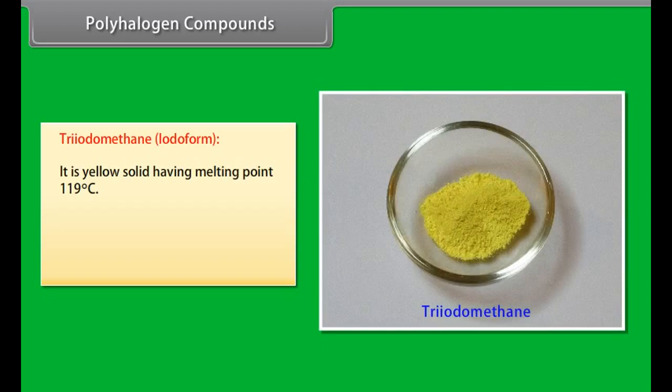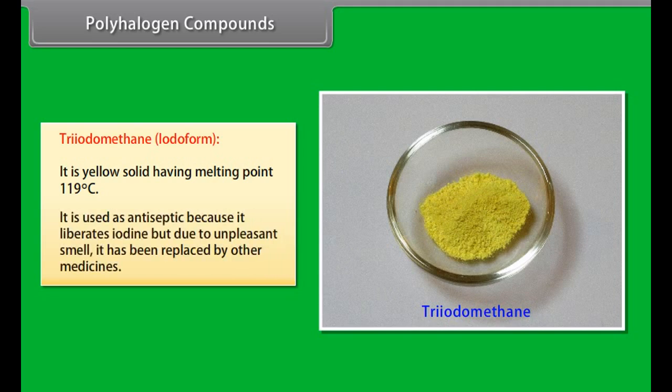It is a yellow solid having melting point 119 degrees Celsius. It is used as antiseptic because it liberates iodine, but due to unpleasant smell, it has been replaced by other medicines.